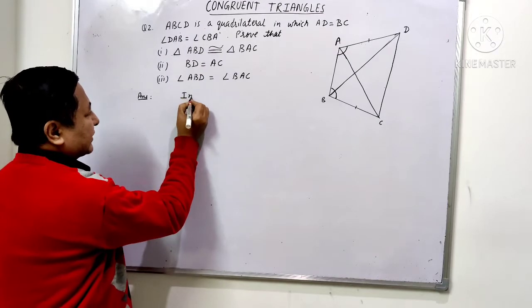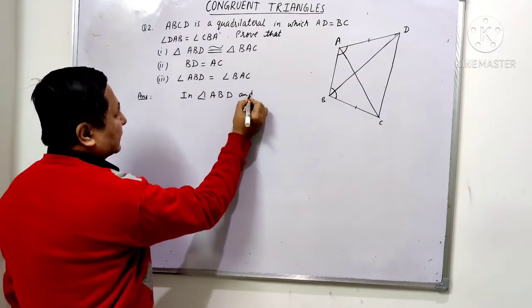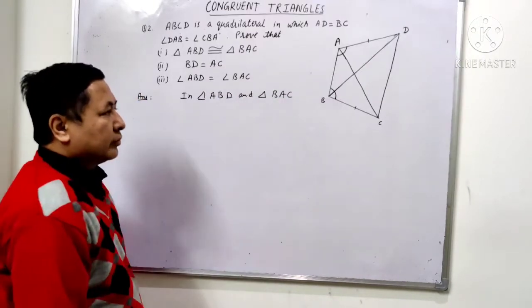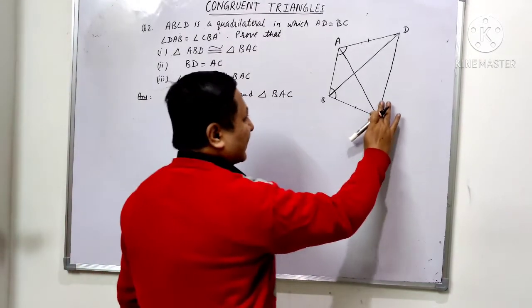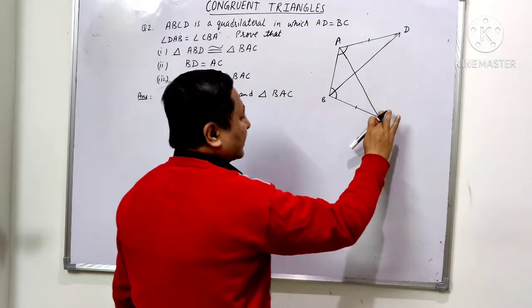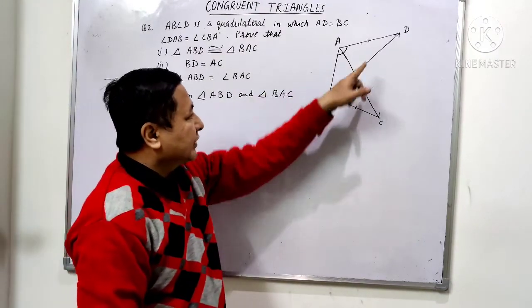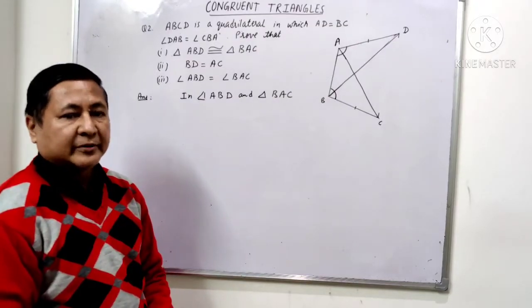So we'll take triangle ABD and triangle BAC. Now to make these triangles look easier, I am just erasing this line. You just see this line. Now you can easily see these two triangles, triangle ABD and triangle BAC. These two triangles we have to prove congruent.